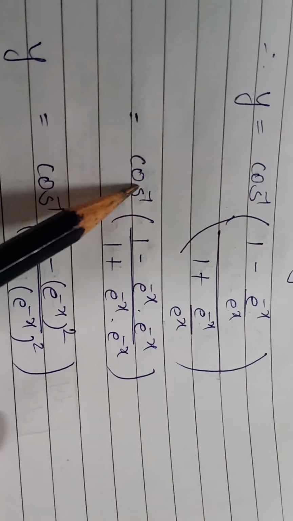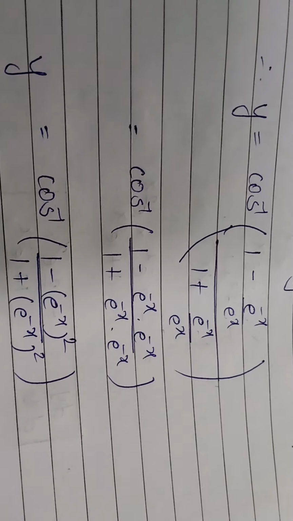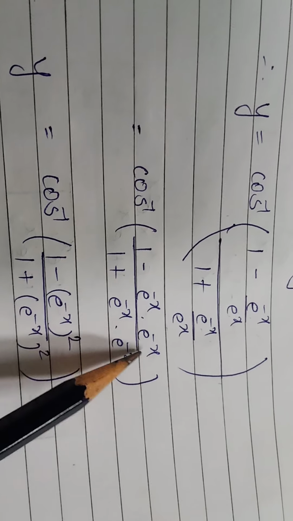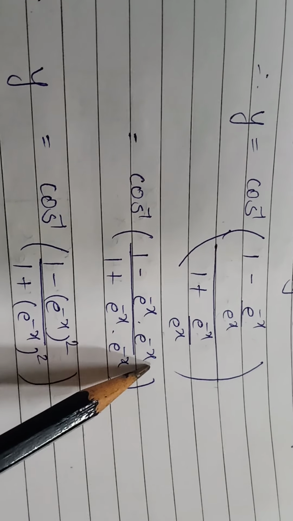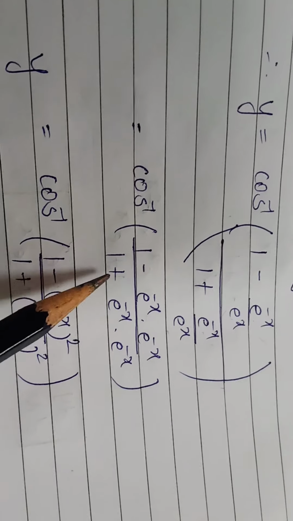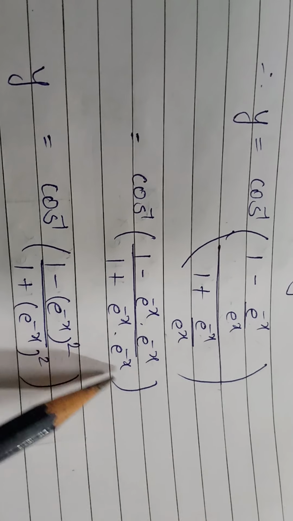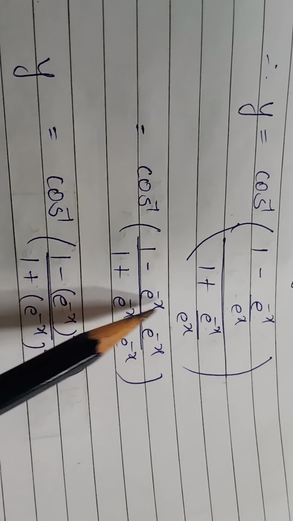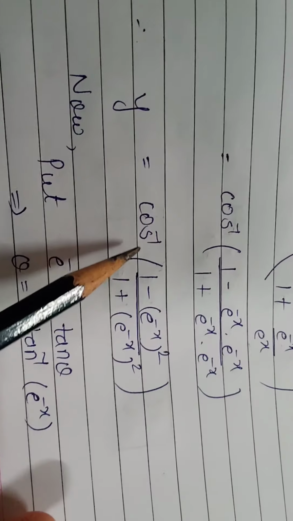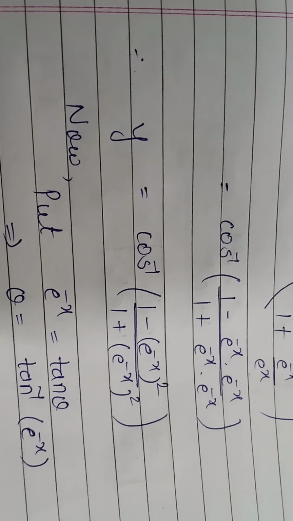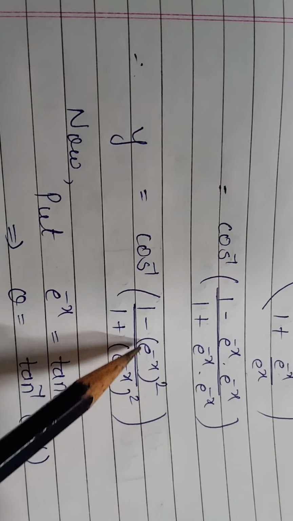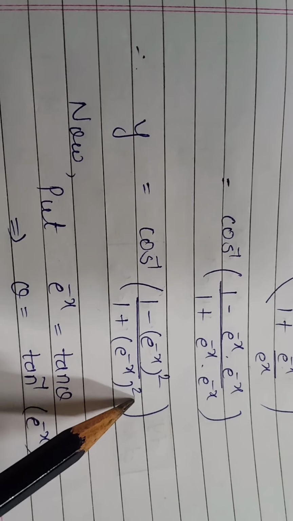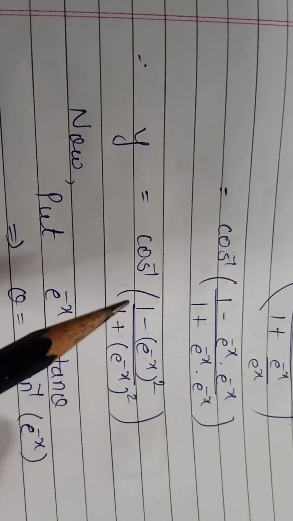So the next step will be cos inverse of 1 minus, this is e raised to minus x at first and this will come as e raised to minus x only, again upon 1 plus e raised to minus x into e raised to minus x. Now this we can write as e raised to minus x bracket square, right? So the next step will be y is equal to cos inverse of 1 minus e raised to minus x bracket square upon 1 plus e raised to minus x bracket square. Done. Our job is done now.